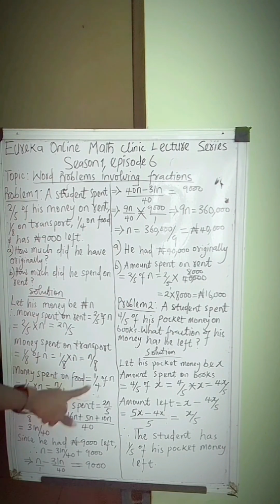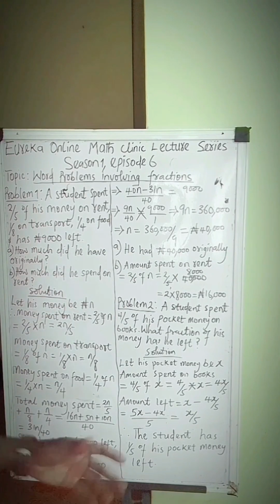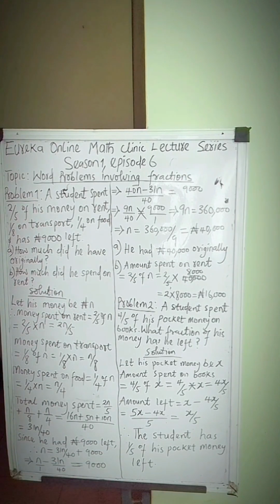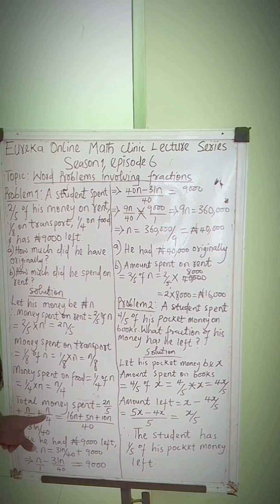Money spent on food is equal to 1 over 4 of N, which is 1 over 4 times N, which is equal to N over 4. 1 times N is N, then N over 4. Total money spent: what do we do? We add up the total money spent on food, rent, and transport. So total money spent, we have 2N over 5 plus N over 8 plus N over 4.